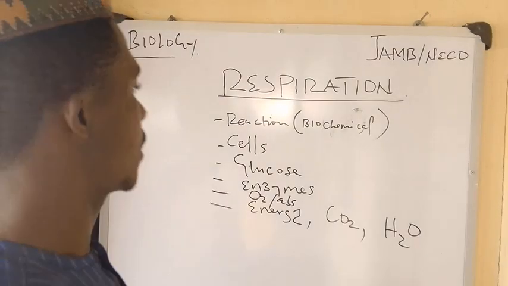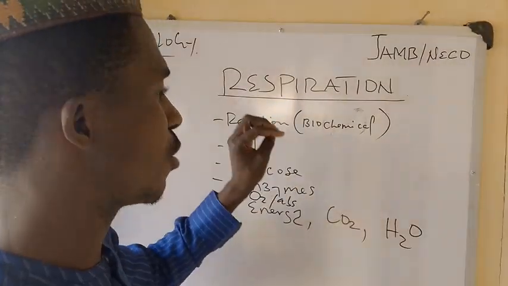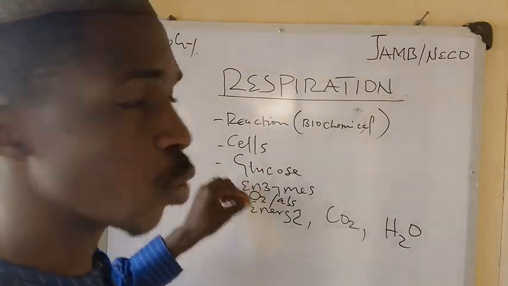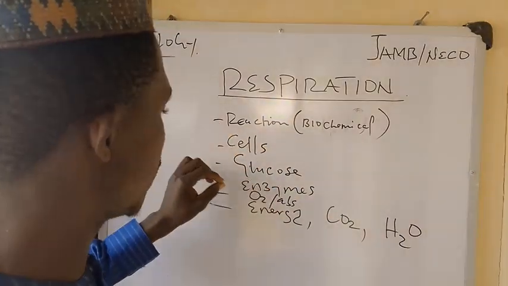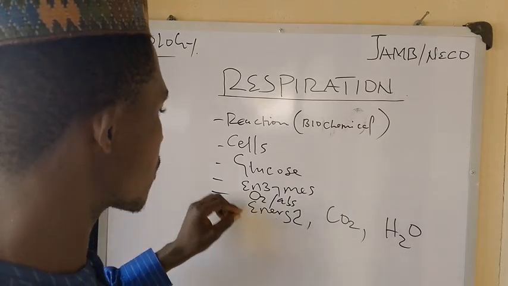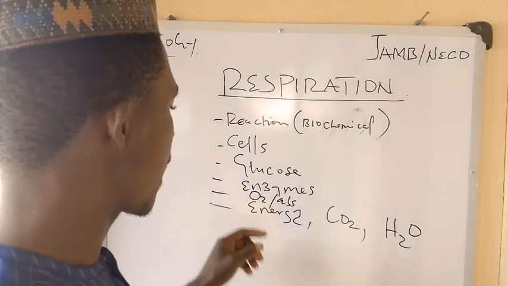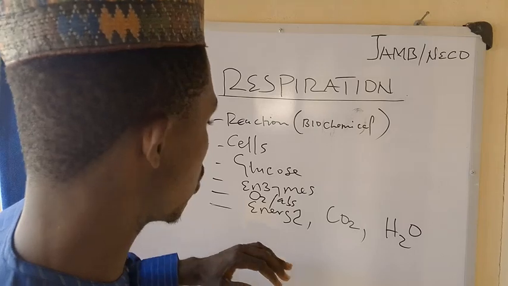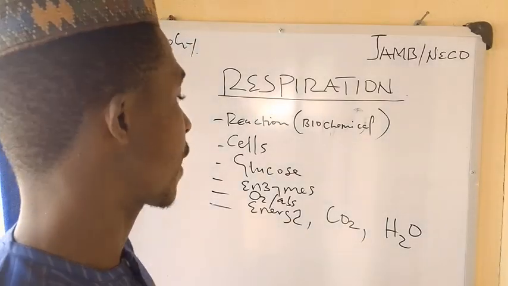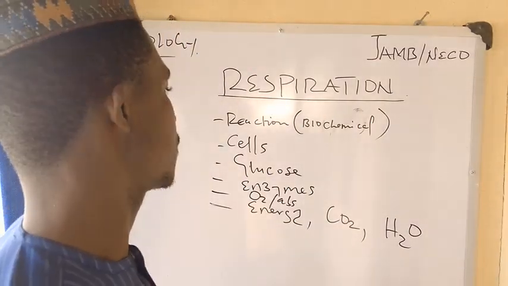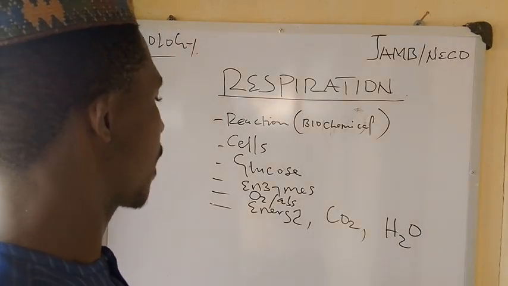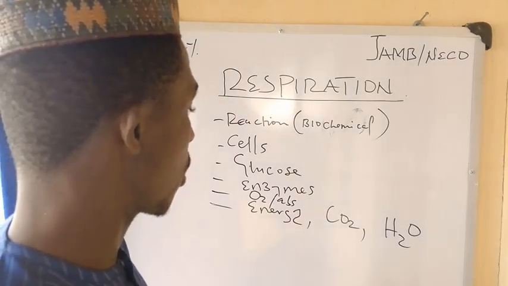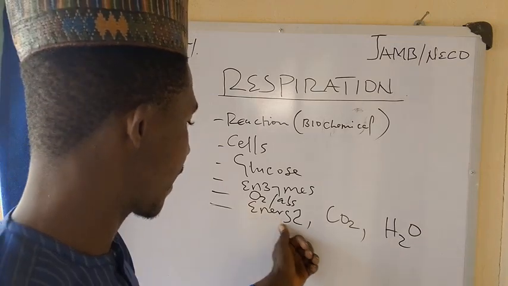So let me take it again. It's a biochemical or biological reaction that occurs in the cells in which glucose is broken down through a series of reactions that involve enzymes, either in the presence or absence of oxygen, to give us energy, water, and carbon dioxide. So that is it about respiration. Now, the major aim of this respiration is this energy.